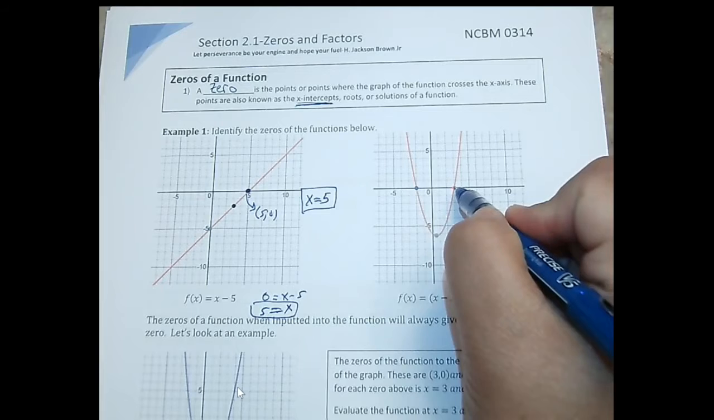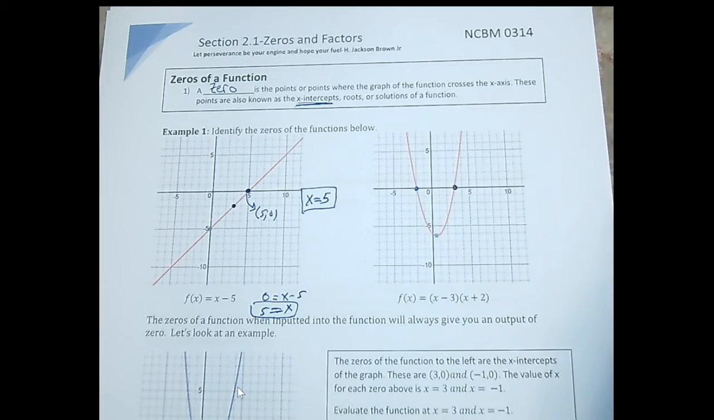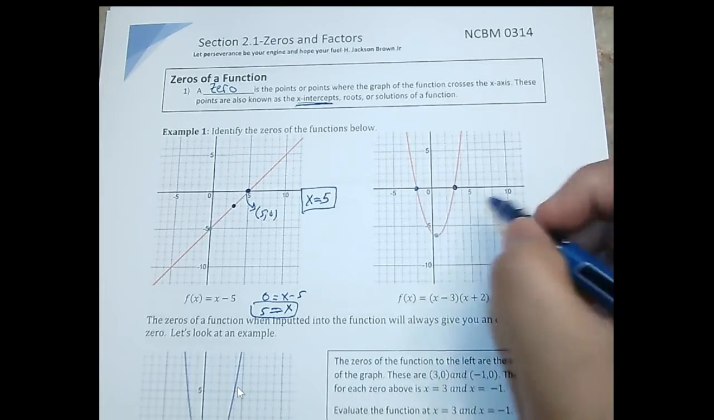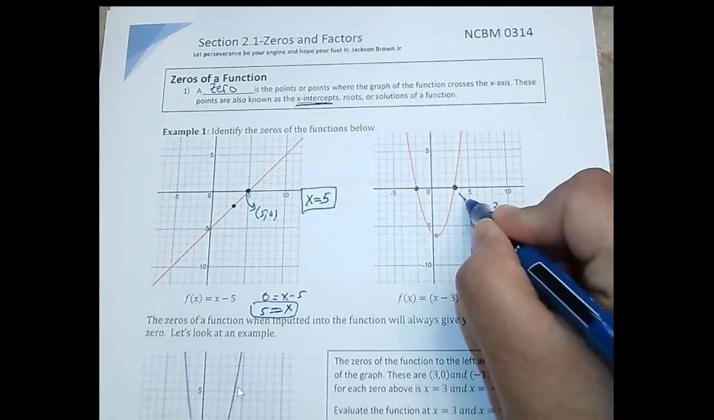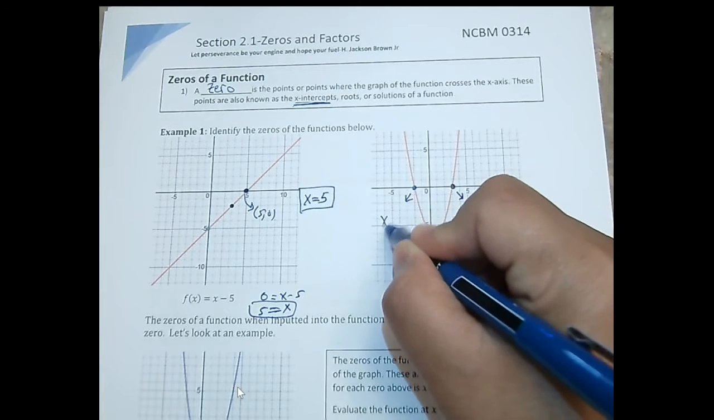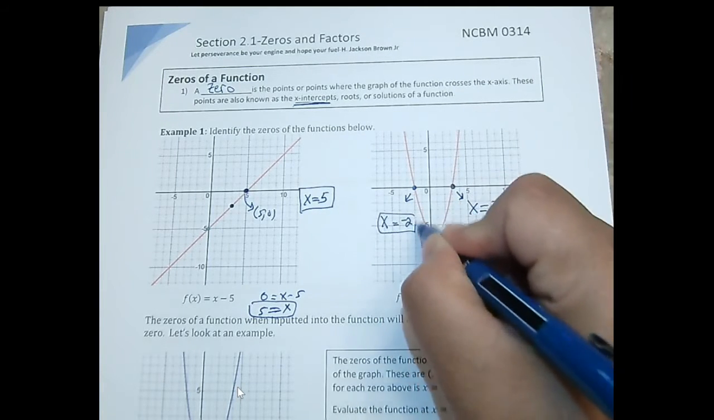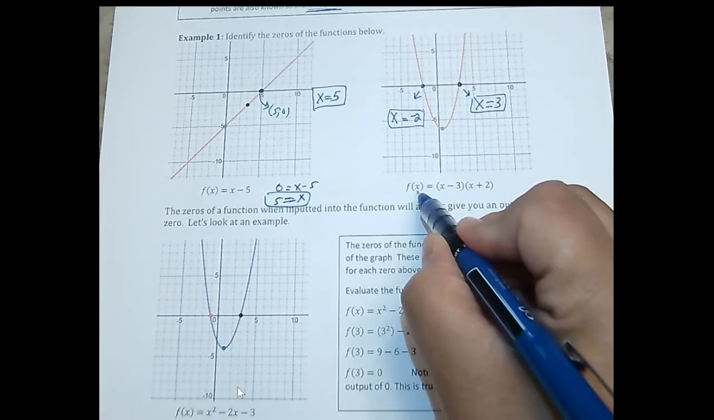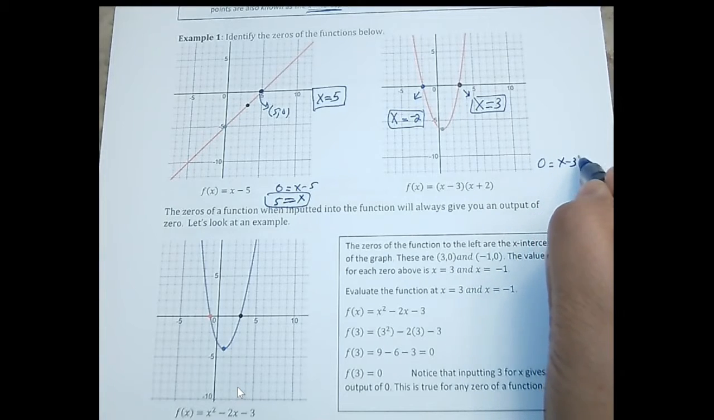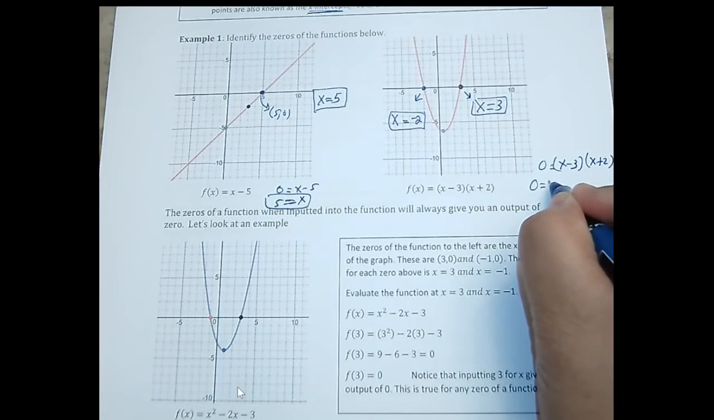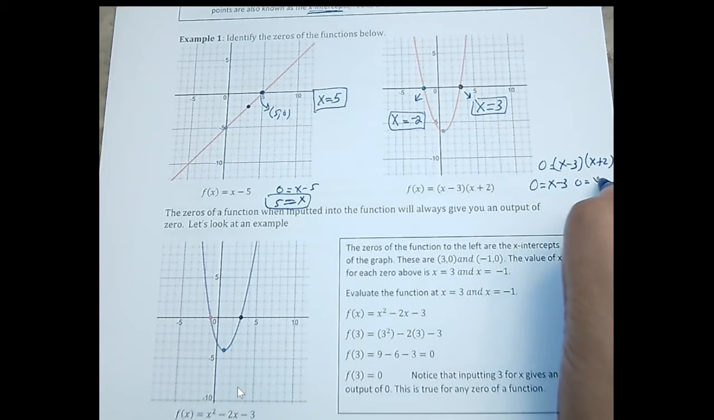So for number 2, if we find the zeros, this is where the graph crosses the x-axis. And so this point here is going to be x equals 3 for this one, and this zero would be x equals negative 2. Again, recall that the x-intercept means that y is always equal to 0. So if I set y equal to 0 and solve for each of these factors, you will see that we get our zeros, x equals 3 and x equals negative 2.